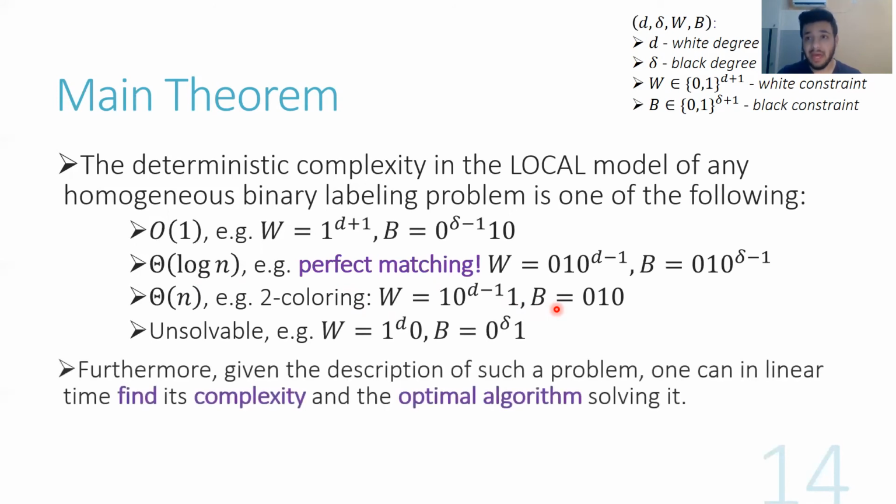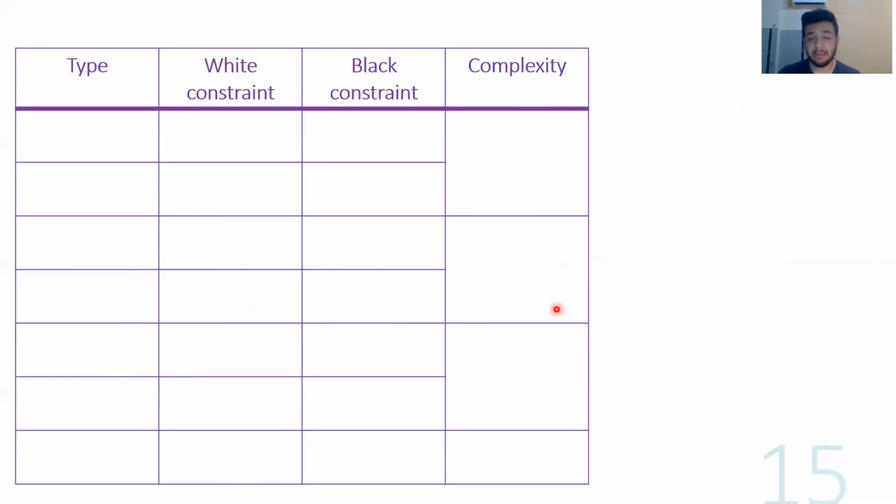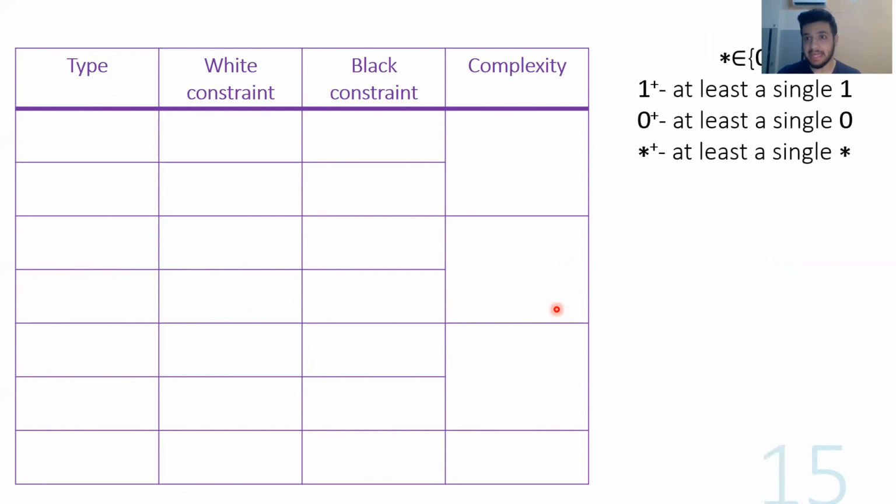problems. Not only that, but given the description of a homogeneous binary labeling problem, we can very easily find out its complexity and what is the optimal algorithm that solves it. This is depicted in the following table. We have the following legend here, where this dot means it can be either 0 or 1. And as I said, we have the unsolvable problems, which, as you can see, is really easy to check whether a given binary labeling problem has the following pattern or not, to decide if it's unsolvable.